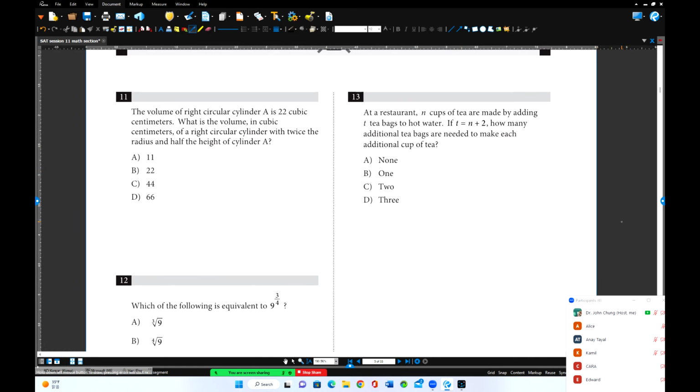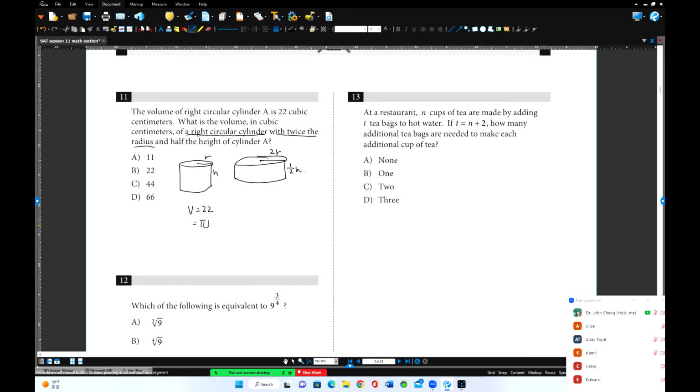Alright, number 11. The volume of a right circular cylinder A is 22 cubic centimeters. This is a cylinder, right? Yeah, the volume is 22. What is the volume in cubic centimeters of a right circular cylinder with twice the radius? This is r. This is 2r. But the height is what? Half of this one, 1 over 2 h.